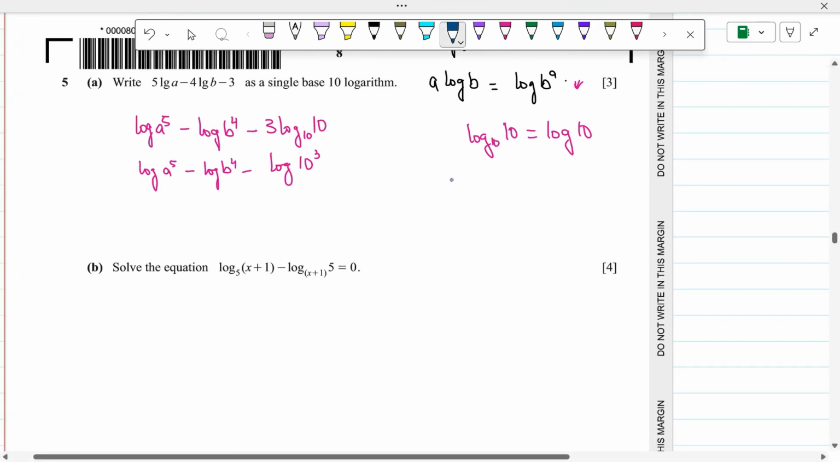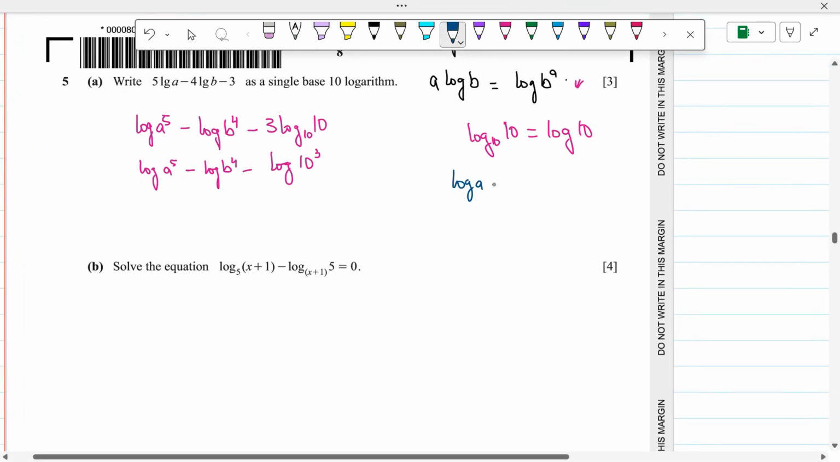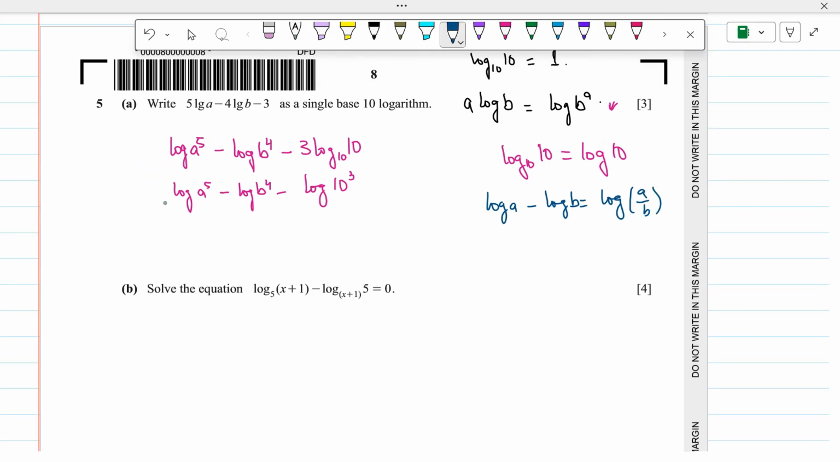Now we have another property that log of a minus log of b is equal to the log of a over b. So we can apply this property to the first two terms. So log of a to the power of 5 over b to the power of 4. This is a one property, minus log of 10 to the power of 3. We can apply again the same property. So we will have log of a to the power of 5 over b to the power of 4 times 10 to the power of 3.